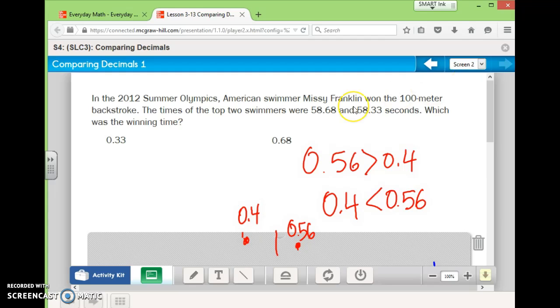So we'll just talk about this in group. But our learning target is comparing decimals. Bring your math journal and a pencil to group.